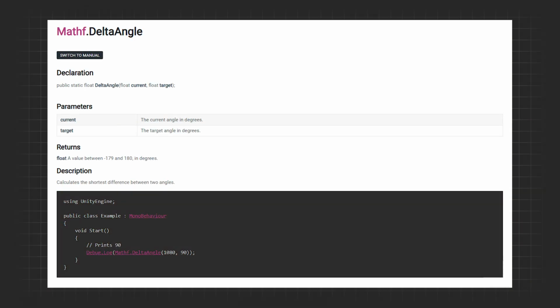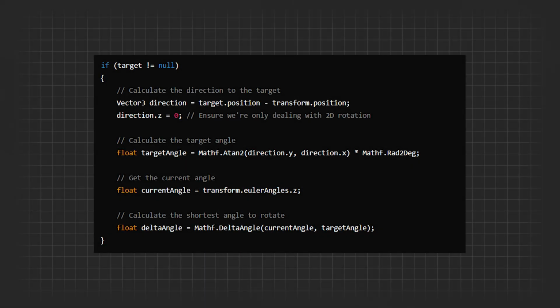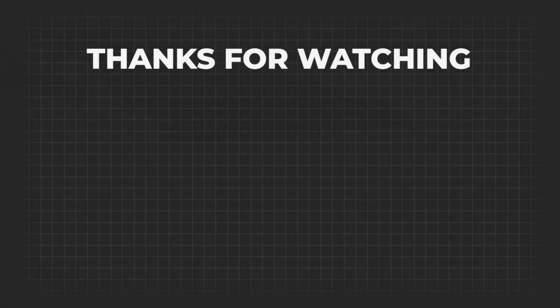Another useful function for angle calculations is DeltaAngle. This function returns the shortest angle between two given angles, which can be very helpful in various scenarios involving angular measurements. And that's it for this video.